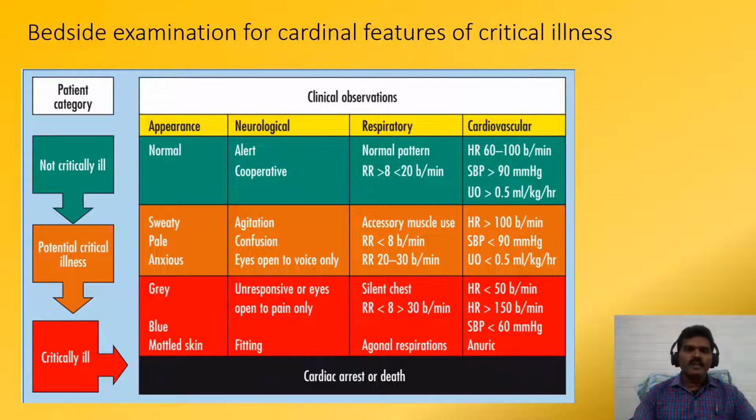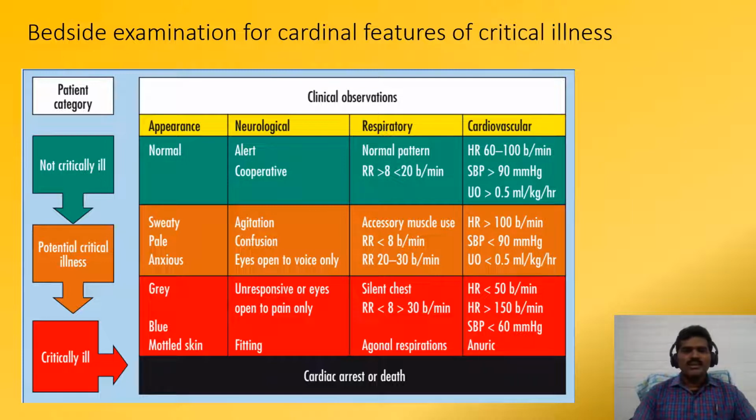Critically ill patients fall into two categories. Those who present already in cardiac arrest are patients who are dying or dead, and those who can be revived. The patients who can be revived with immediate interventions appear gray, blue, or mottled skin because of peripheral signs of shock.